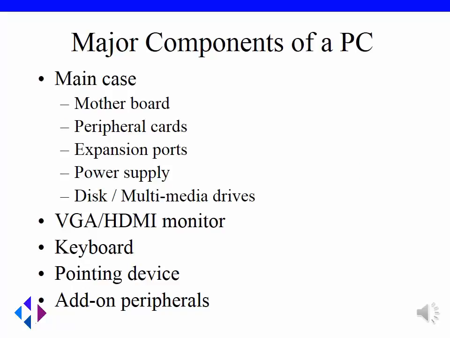The major components of a PC mainly is the main case, and inside that would be the motherboard, the peripheral cards, an expansion port, power supply, then the disk drives and multimedia drives. It'll also have either a VGA or HDMI monitor, and if you have one from just a few years ago, it'd have a digital monitor output. You have to have a keyboard and a pointing device such as a pen or a mouse or a roller ball. And then there's always add-on peripherals that you can add on to these, everything from scanners to projectors.